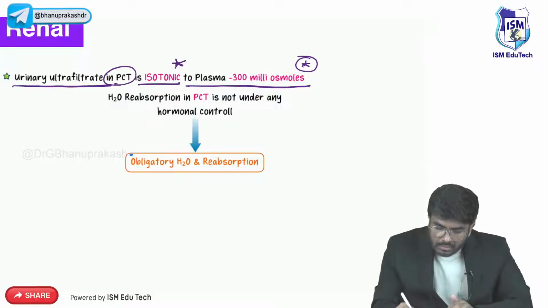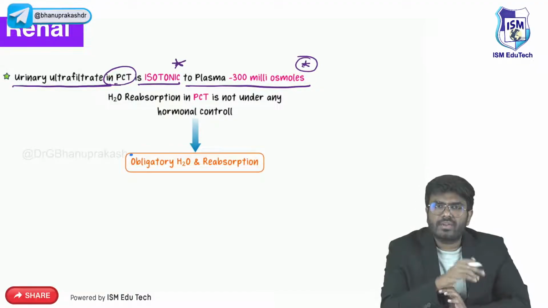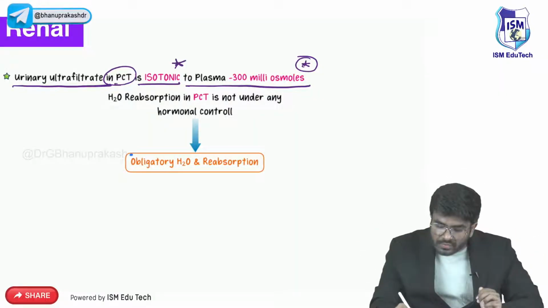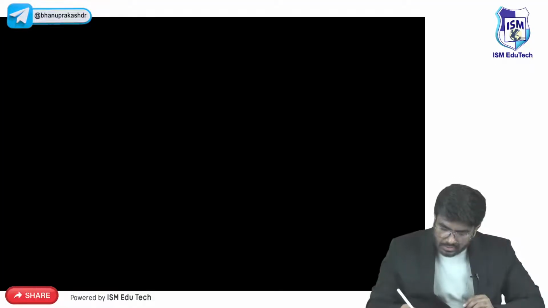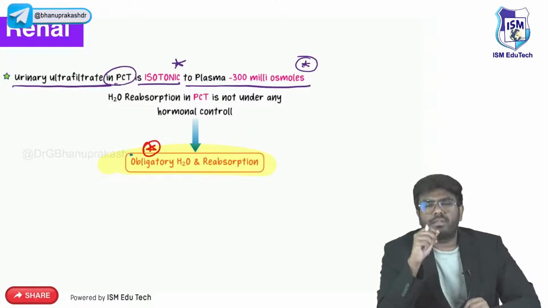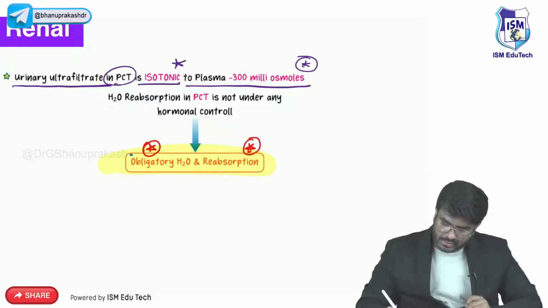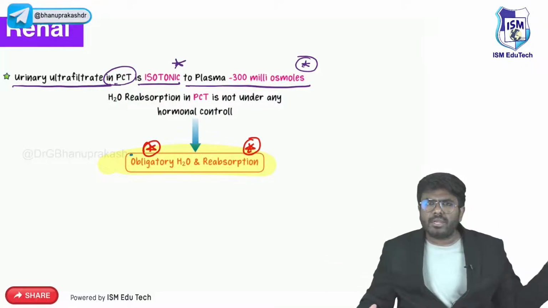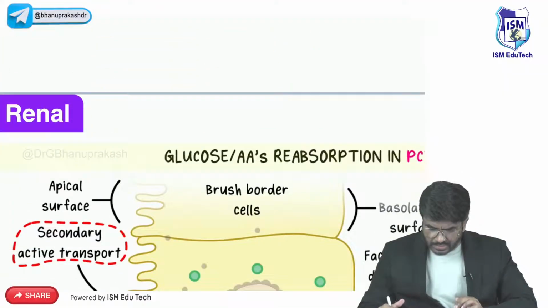Now, try to understand like this. 70% sodium is reabsorbed, 70% water is reabsorbed. Wherever sodium goes, water follows. So this type of reabsorption is called obligatory water reabsorption. The water reabsorption which happens in the PCT is called obligatory water reabsorption, which means no need of any hormones, no need of any hormonal control. Sodium is being reabsorbed, water is also getting reabsorbed. Simple. Done.